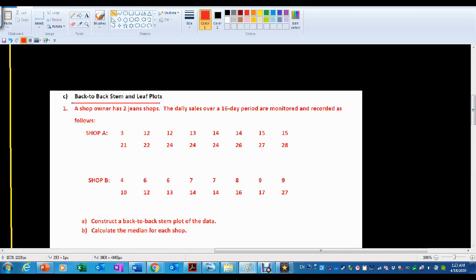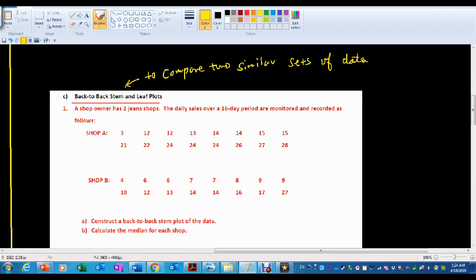This type of graph is used to compare two similar sets of data. For example, if there are two shops, both selling jeans, the daily sales over a 16-day period are monitored and recorded. So there are the numbers of jeans sold for the 16-day period. Shop A and shop B have different numbers of jeans sold each day, and you need to compare them to see how we could represent the data at the same time.